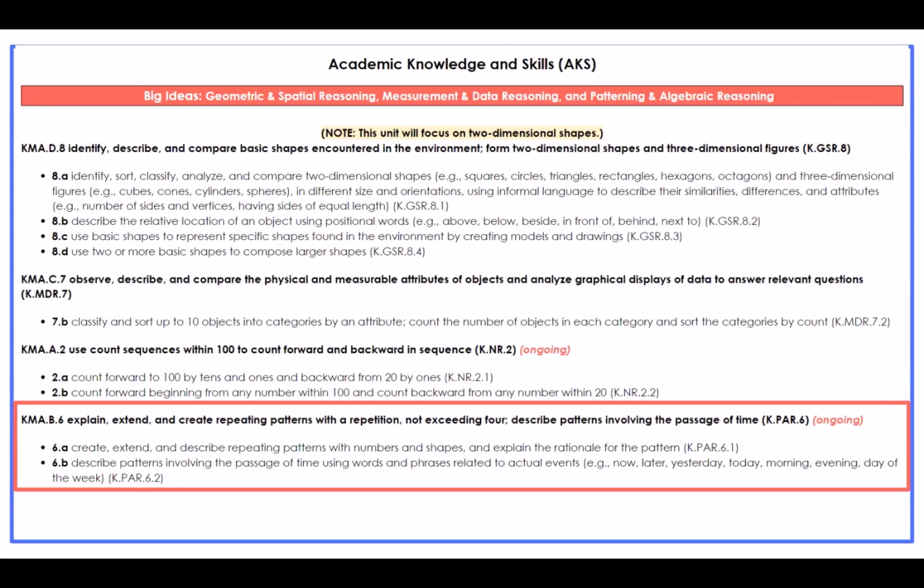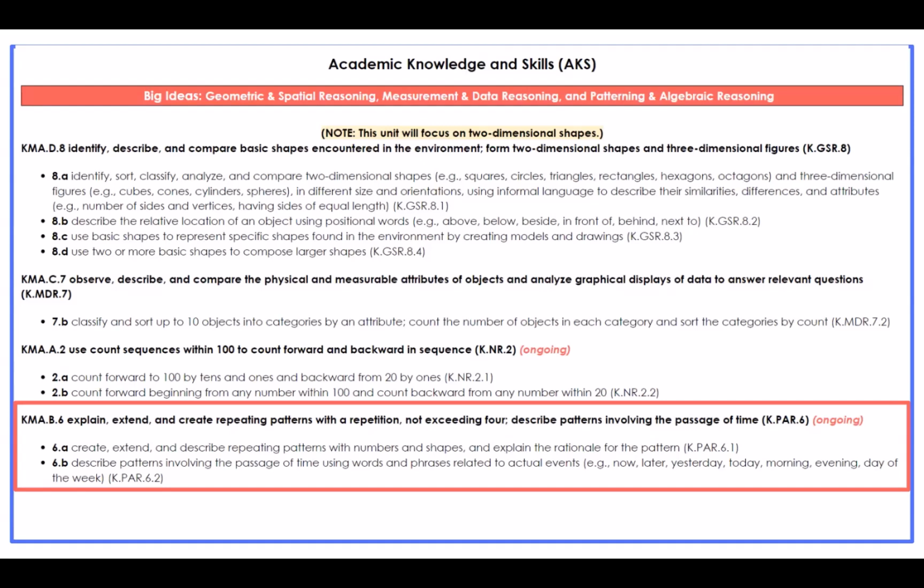In Unit 4, IOA 6A will focus on extending and describing repeating patterns with 2-dimensional and 3-dimensional shapes at the concrete level and explaining the rationale for the pattern. In later units, students will create patterns, work with number patterns, and move to representational work with patterns.